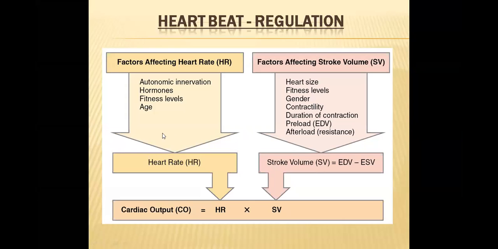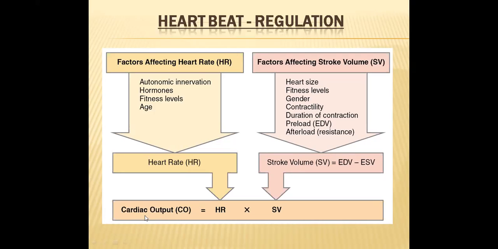And this rate changes with age and fitness levels, and hormonal effects also play a part. Autonomic innervation, meaning neuronal control, also changes the heart rate depending on the situation. And the stroke volume is affected by heart size, fitness levels, and gender. In males and females it will be different. Contractility of the heart muscles, duration of contraction, preload, which is how much amount entered into the ventricles, and afterload, how much resistance is given by the ventricle walls, all these factors affect the stroke volume.